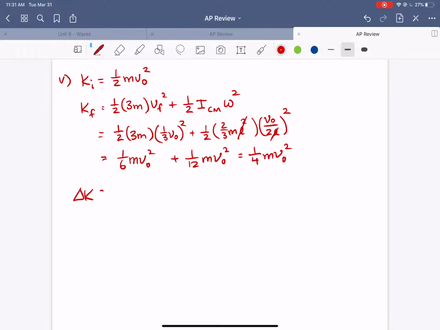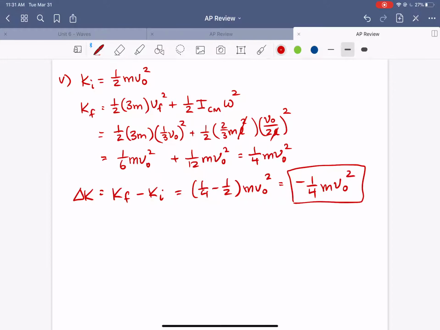So the change in kinetic energy, final minus initial, is going to be 1/4 minus 1/2, which is minus 1/4 m v naught squared. So those are the final 3 points for this problem. Again, notice change in kinetic energy is negative because this was an inelastic collision, so some of it was lost during the process of the collision. All right, so we have one more to go through.